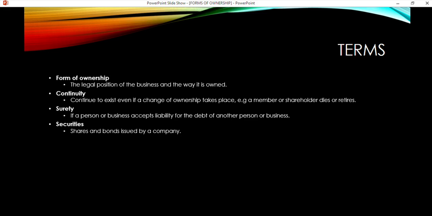Okay, next one, securities. That is shares and bonds that are issued by a company. Now that's normally just for your private or public companies, your bigger companies, and that's what they use to create capital, by selling shares or bonds. So that's the security.